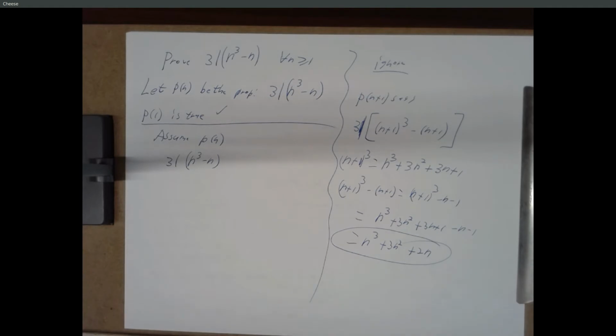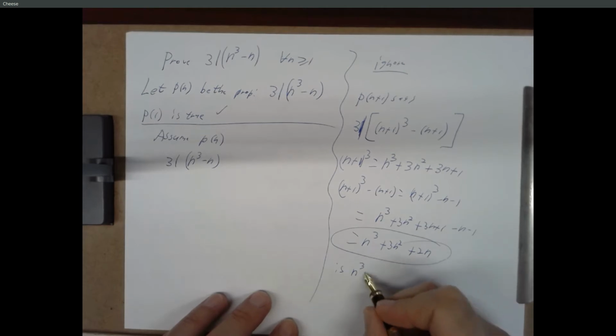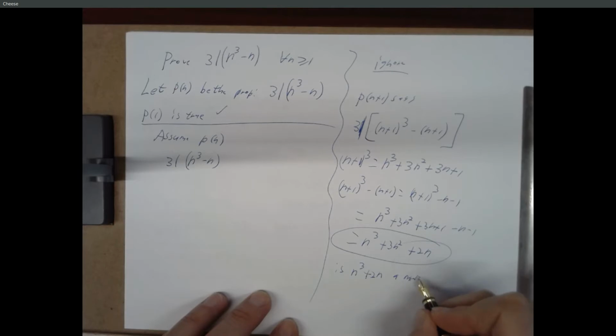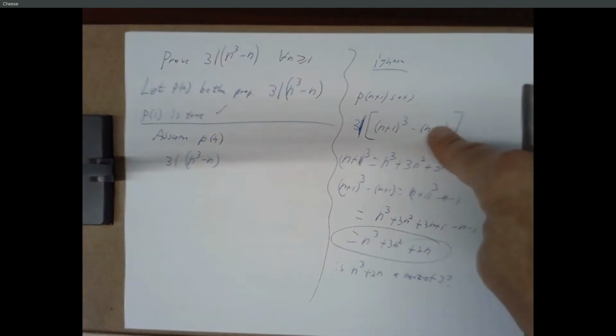So the question is, can we show that this is a multiple of 3? And there's no immediately obvious reason why it should be. Well, here's a 3n squared. We know that's a multiple of 3. That's just 3 times n squared. So is n cubed plus 2n a multiple of 3? If we can show that, then we can add 3n squared, and then we can say it's that.